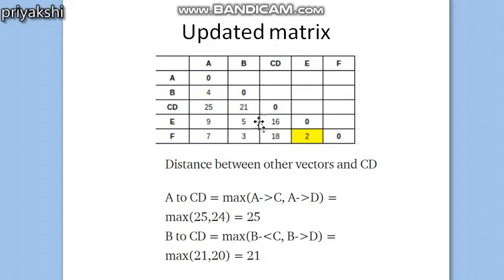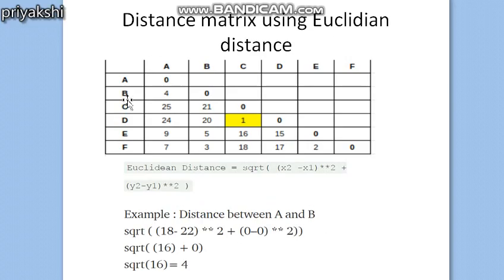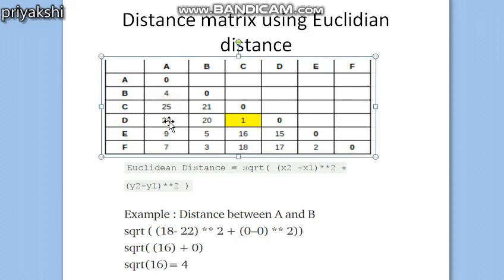Now we have to find the updated matrix, because earlier it was a 6 by 6 matrix, and now it is a 5 by 5 matrix. To find the updated matrix, we will take the maximum value between the two clusters. For example, to find the distance between A and CD, we take the distance from A to C and the distance from A to D, and we take the one which is maximum. The distance from A to C is 25 and A to D is 24. Now we will take the maximum, which is 25.